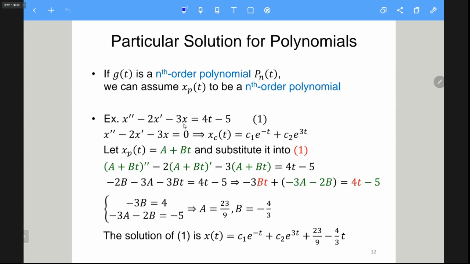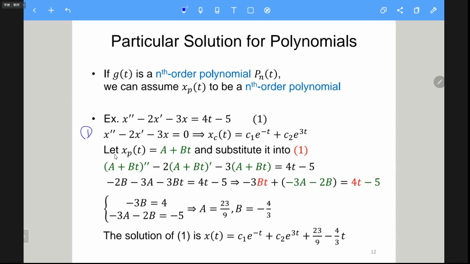Okay, so the first step is of course to solve for the homogeneous solution. So we let the right hand side be 0. This is step 1. We have s² - 2s - 3 = 0, and then we can see the two roots are -1 and +3. So we have the homogeneous solution in this form. These are distinct real roots, so we have two exponential functions here.